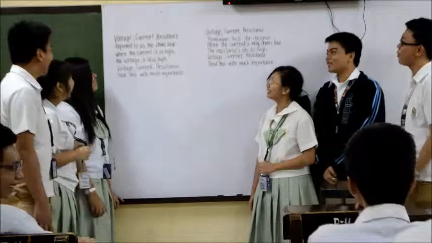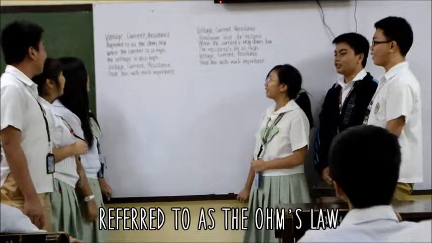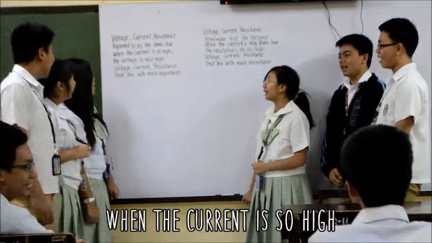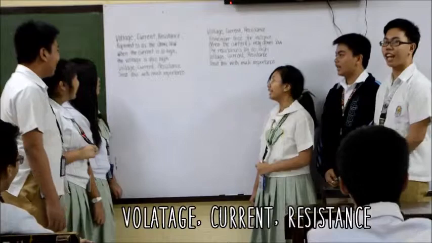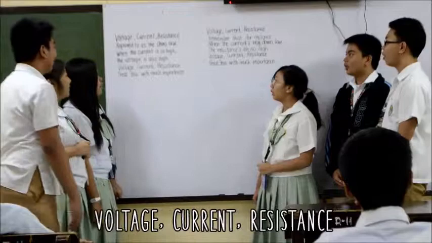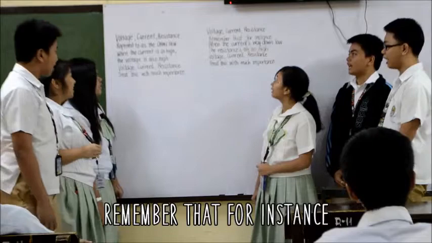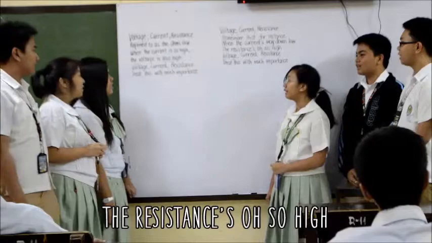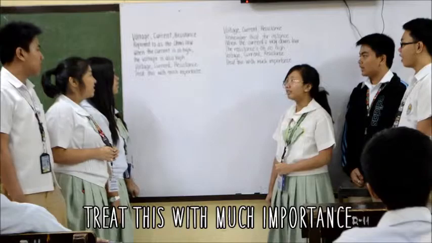1, 2, 3, go. Voltage current resistance, referred to as the Ohm's Law. When the current is so high, the voltage is also high. Voltage current resistance, treat this with much importance. Voltage current resistance, remember that for instance. When the current's way down low, the resistance also high. Voltage current resistance, treat this with much importance.